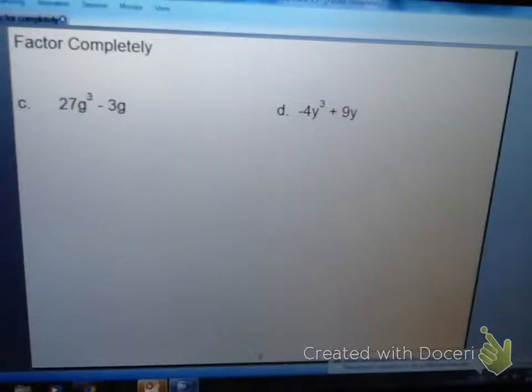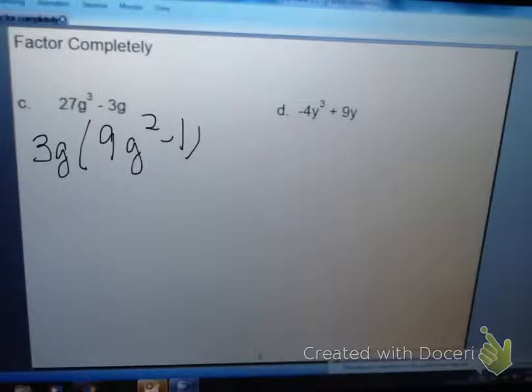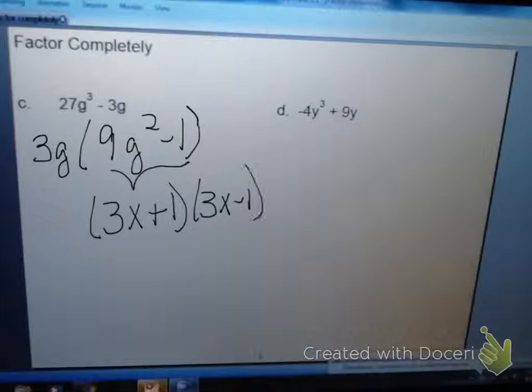I'm going to factor out a GCF, which is 3g. What's left over is 9g squared minus 1. Now, in this parentheses, that is a difference of two perfect squares that can factor into 3g plus 1 times 3g minus 1. And again, don't forget to bring down the 3g.